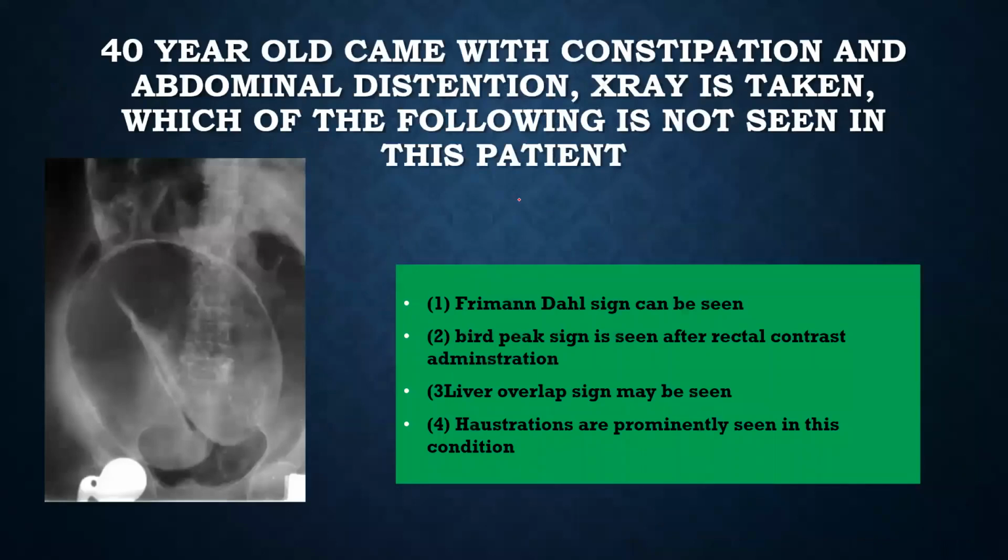So now, moving forward to other conditions which we can diagnose from a plain X-ray. A 40-year-old came with constipation and abdominal distension. So again, an X-ray abdomen was taken, and here we can easily make the diagnosis. Here also, I am asking you, which of the following is not seen in this patient? Which of the following is wrong? So I will start the poll again. This is a classical image from a textbook. So which of the following is not seen in this patient?